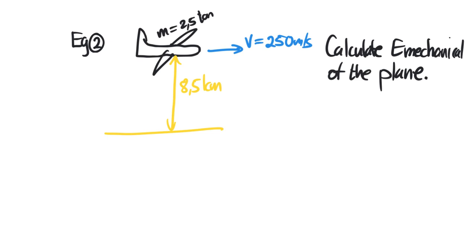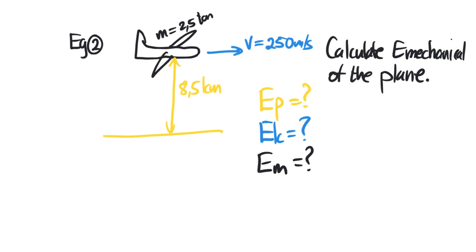We are going to firstly need to work out what is the gravitational potential energy of the plane, what is the kinetic energy of the plane, and then last but not least, what is the mechanical energy of the plane. So I'm going to ask now that you pause the video and give that a go, and when you're done, you can press play and you will get the solution.